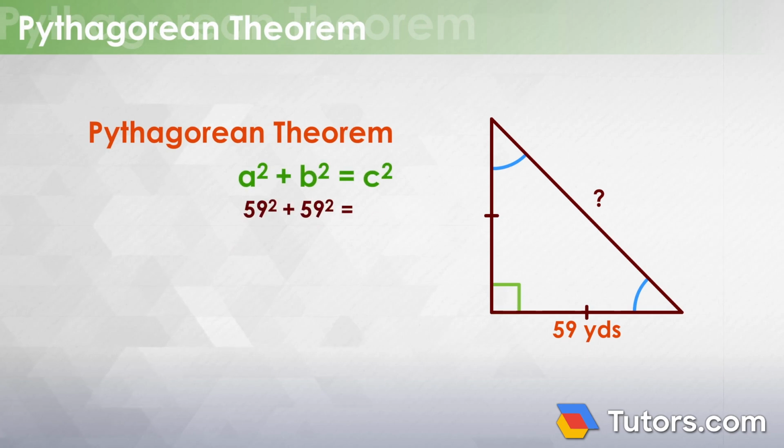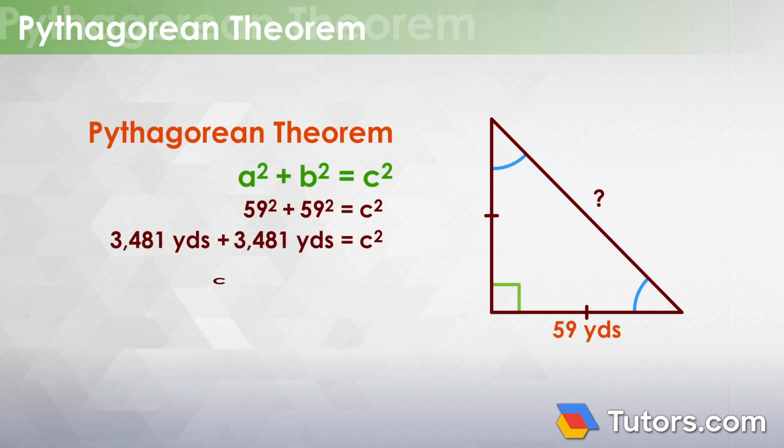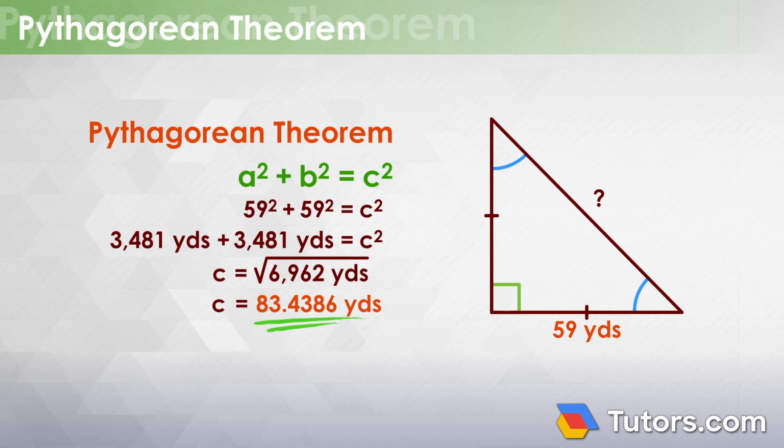Now let's use the Pythagorean theorem to solve the same triangle. Plug in the known leg value, then we do the math and we get our answer. C equals 83.4386 yards. Both methods produce the same result.